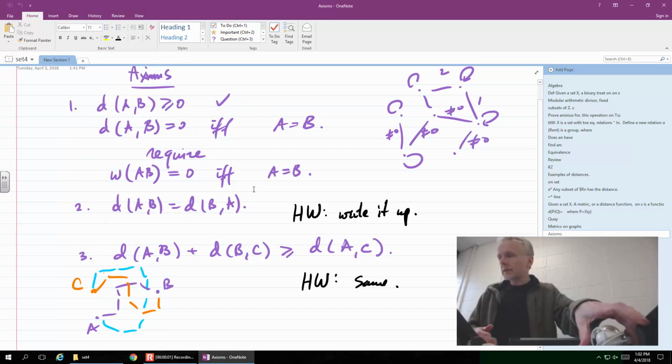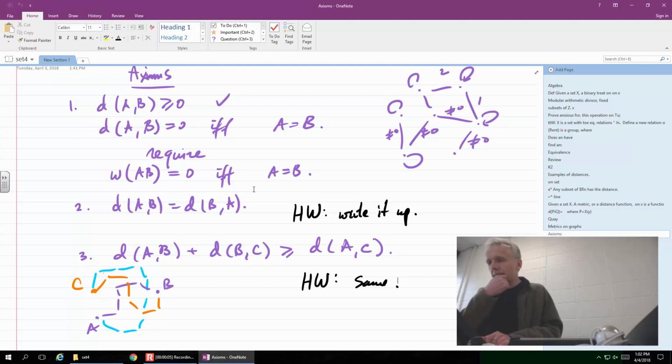So this is the last topic. Let's finish this. We are building a metric space from a weighted graph, and we need to prove the triangle inequality. The idea was suggested last time, so let's write it up.